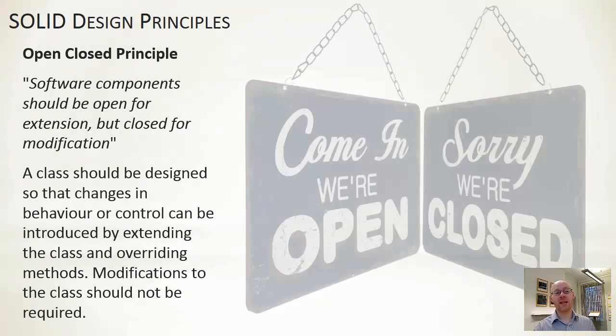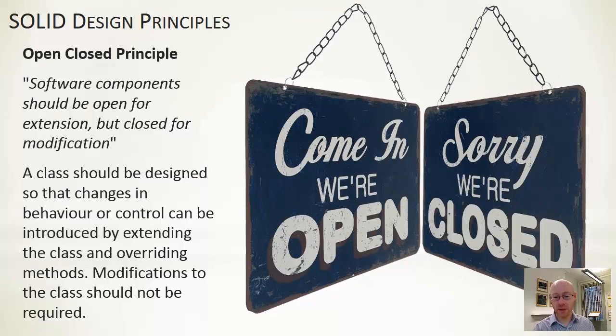The O stands for the open-closed principle, and this says that software components should be open for extension but closed for modification. And what does that mean? It accepts that if you develop a class, other people may want to come in and build upon that particular class to enhance or to change or to modify the behavior.